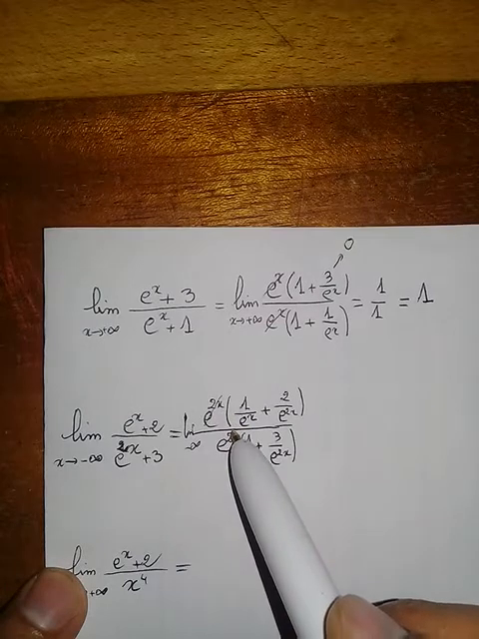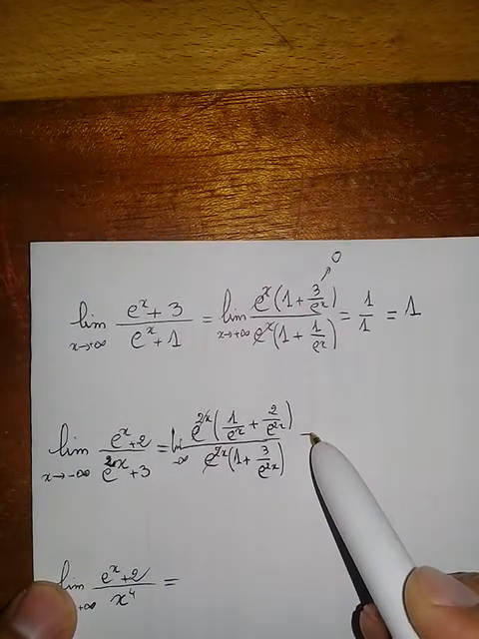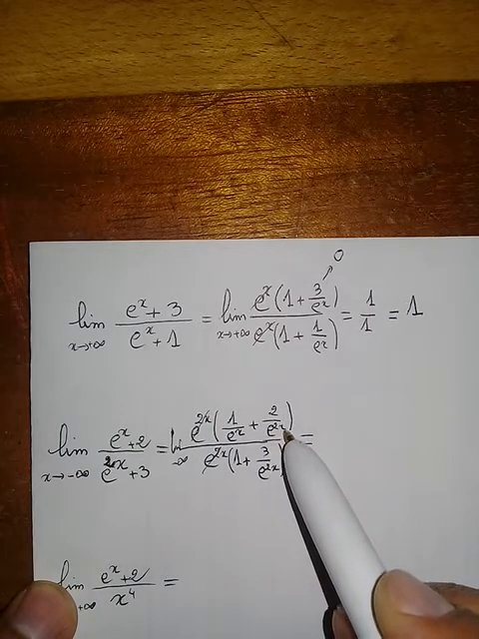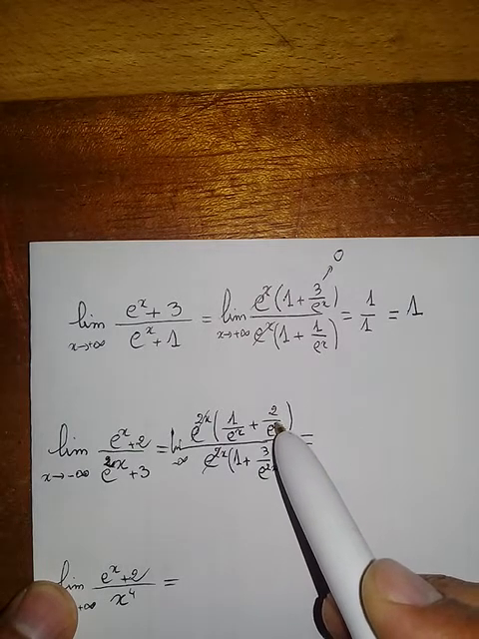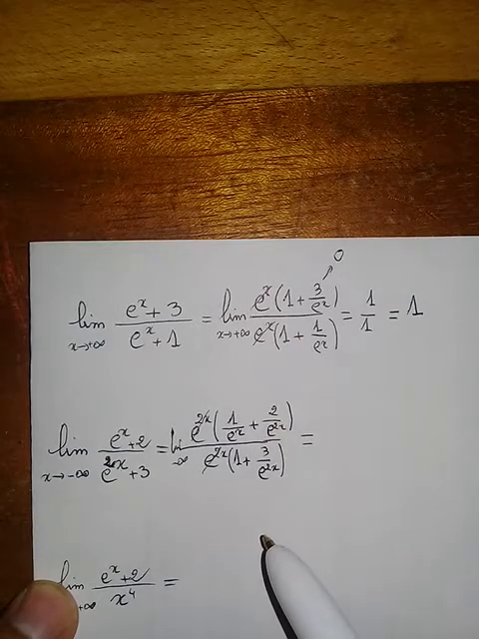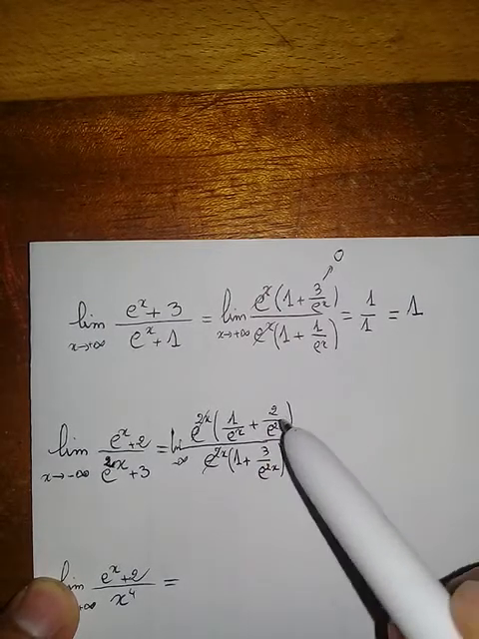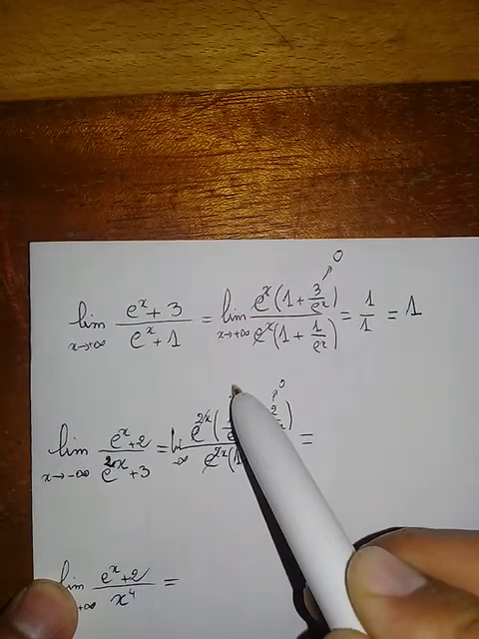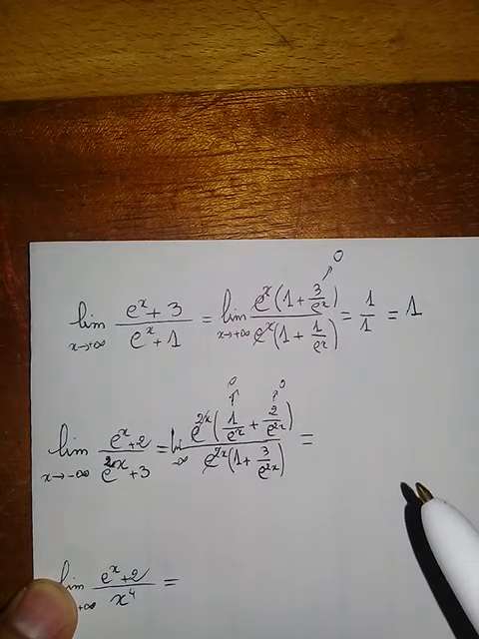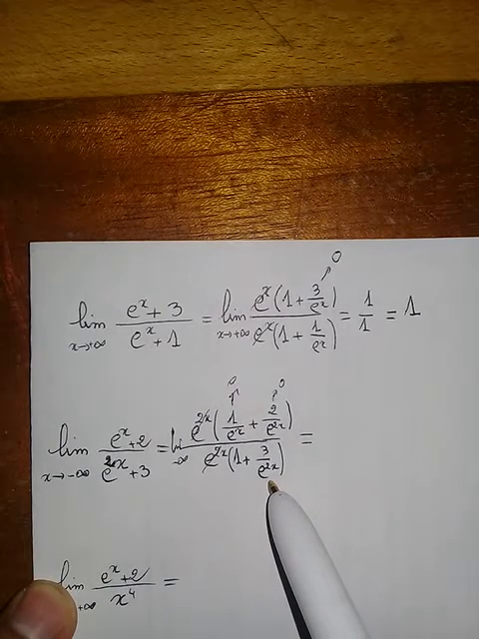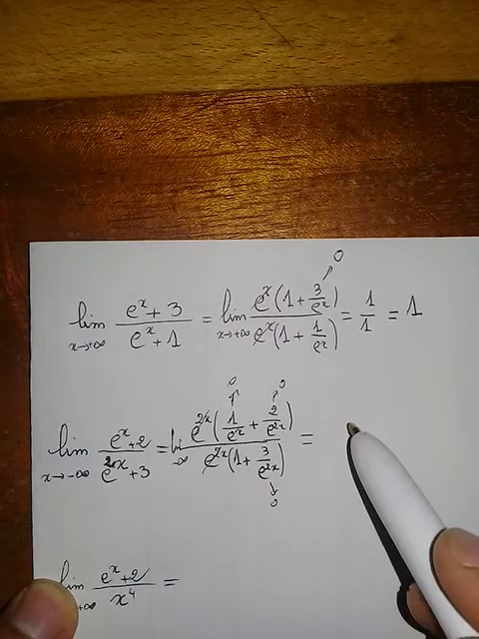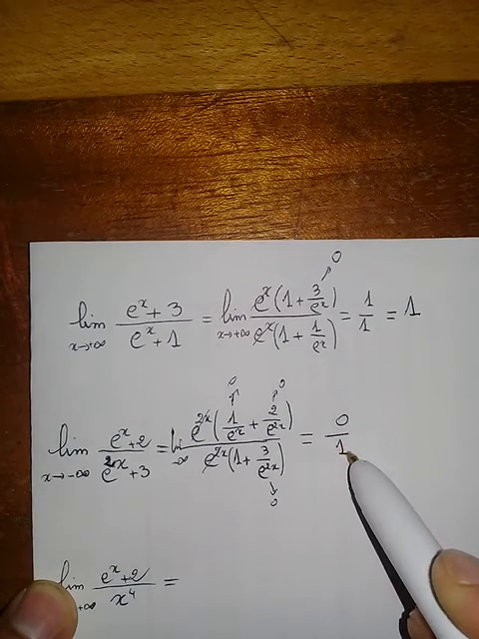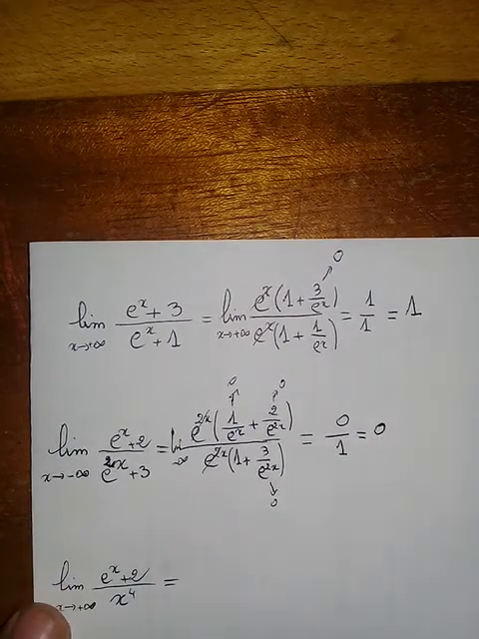This will cancel out, and as before, this is a 0, this is a 0, because e to the 2x, this is infinity, e to the infinity is infinity. So this is a 0, and here too, it's a 0, and here we have a 0, so it's 0 over 1, which is 0.